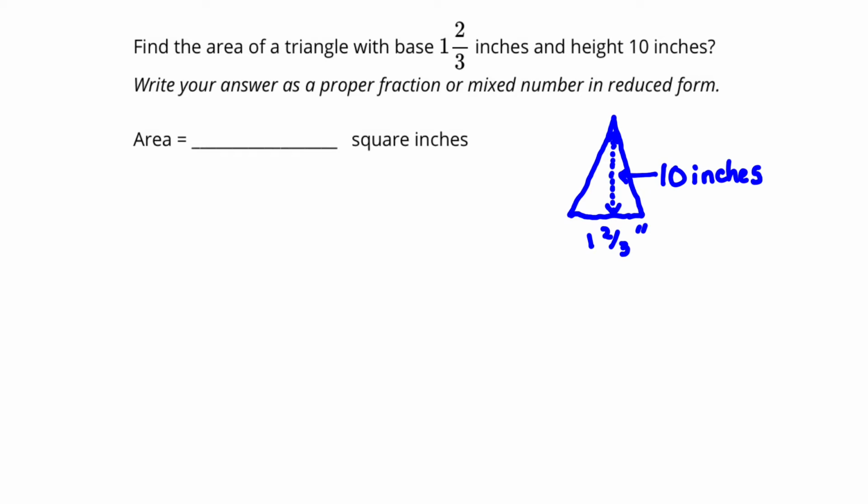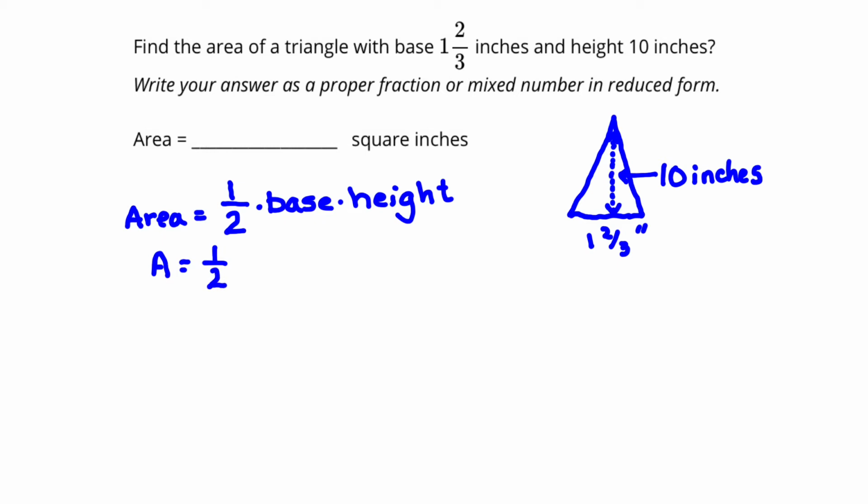Now, what's the formula for the area of a triangle? Well, if we recall, the area of a triangle is equal to 1/2 times the base times the height. And for our particular problem, we have both the base and the height given to us, so it's just a quick substitution. That means area, which I'm going to designate with the letter A, equals 1/2 times 1 2/3 inches, the base, times 10 inches, the height. And notice I'm using that little dot to denote multiplication.